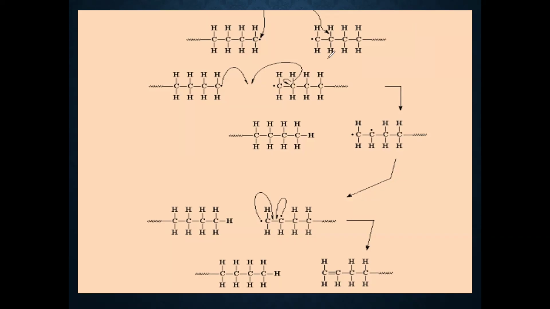Two free radical chains find each other. And then one of them will take one hydrogen from the carbon that is next to the free radical. And this hydrogen will come to the free radical and form a carbon-hydrogen bond. And this is a saturated polymer.